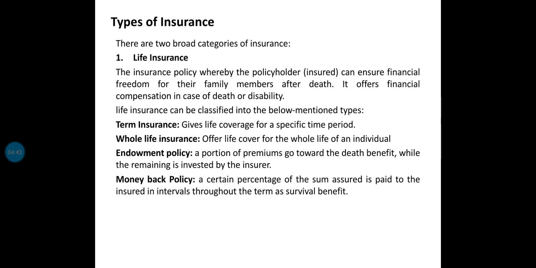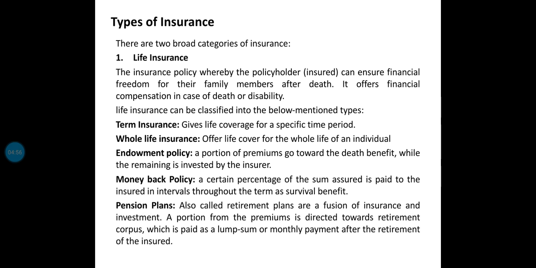Here, a certain percentage of the sum assured is paid to the insured at intervals throughout the term as survival benefits. There is a pension plan. It is also called a retirement plan, and is a fusion of insurance and investments. A portion of the premium is directed toward the retirement corpus. There is a child plan. It provides financial aid for children and for the policyholder throughout their lives.